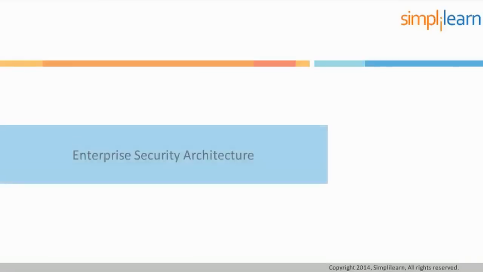Let us move to the next topic, Enterprise Security Architecture. This topic describes how to ensure business strategy and IT security are aligned. In this topic, we will define Enterprise Security Architecture, ESA, and list the common security services in ESA. We will also discuss the Sherwood Applied Business Security Architecture Framework and the SABSA matrix.